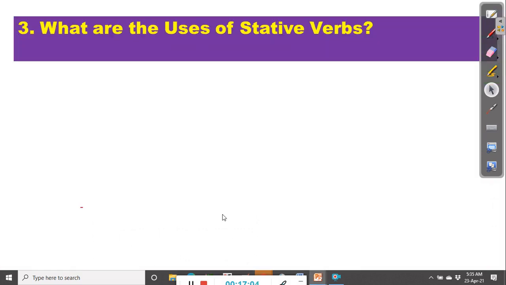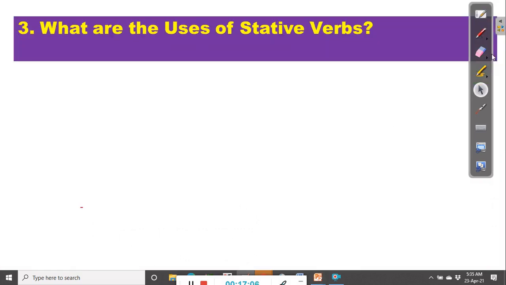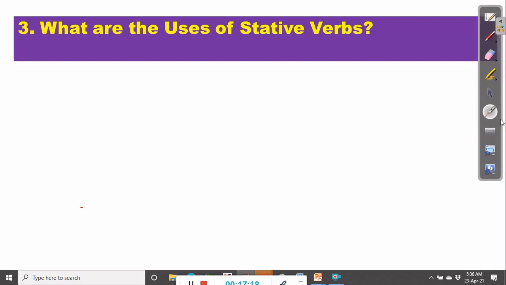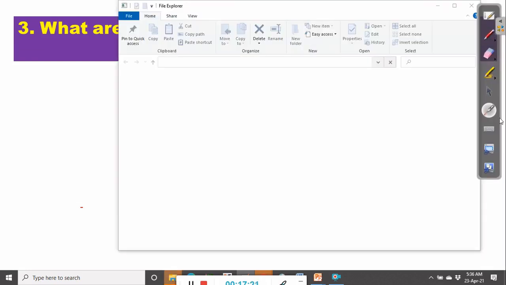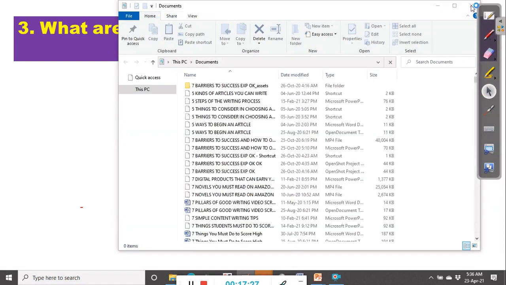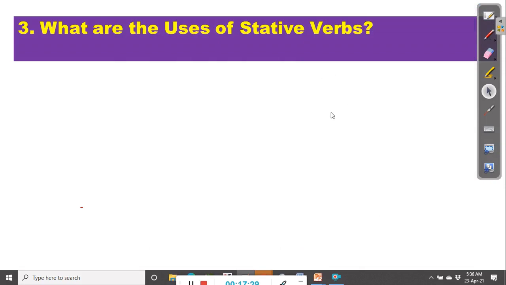All right. Now, what are the uses of stative verbs? Now we are going to zero in on stative verbs, and we want to look at the uses of stative verbs, how stative verbs are used. All right, so that's exactly what we are going to look at right now. What are the uses of stative verbs?